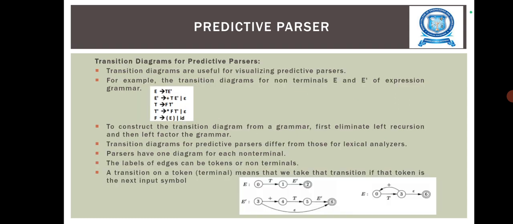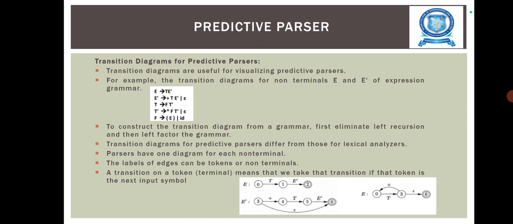Transition diagram for predictive parser. Transition diagrams are useful for visualizing predictive parsers. For example, the transition diagram for the non-terminals E and E dash of the given grammar. To construct the transition diagram from a grammar, first eliminate left recursion and then left factor the grammar.